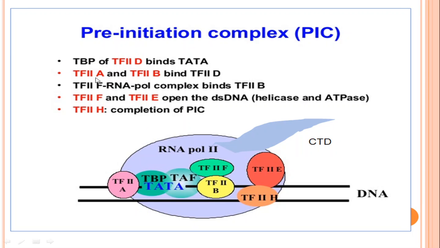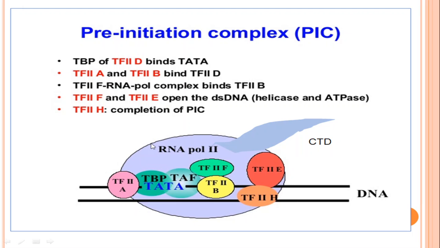Then TF2A and TF2B bind to TF2D. Afterwards, transcription factor 2F forms a complex with RNA polymerase, and it brings RNA polymerase to the core promoter, that in turn binds with the TF2B. Transcription factors 2F and 2E open the double-stranded DNA, and transcription factor 2H completes the formation of the pre-initiation complex.